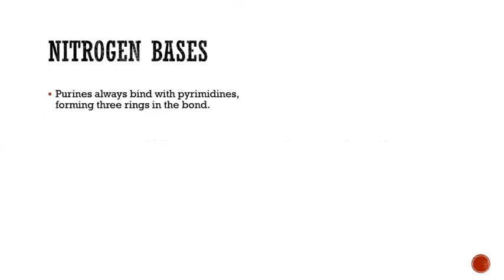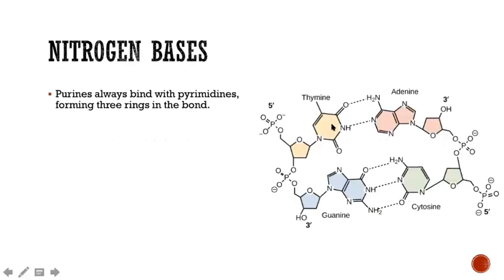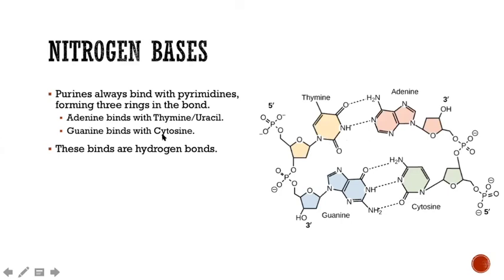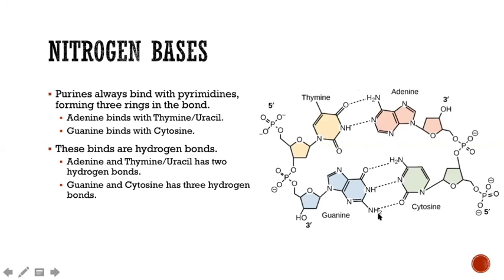So purines will always bind with pyrimidines so that you have three rings in the bond. So you always have 1, 2, 3 rings, 1, 2, 3 rings. Adenine binds with thymine in DNA or uracil in RNA, and guanine always binds with cytosine. These bonds between the nitrogen bases are hydrogen bonds, and adenine and thymine or uracil have 2 hydrogen bonds, whereas guanine and cytosine have 3 hydrogen bonds. So the bond between guanine and cytosine is a little bit stronger than those found between adenine and thymine.